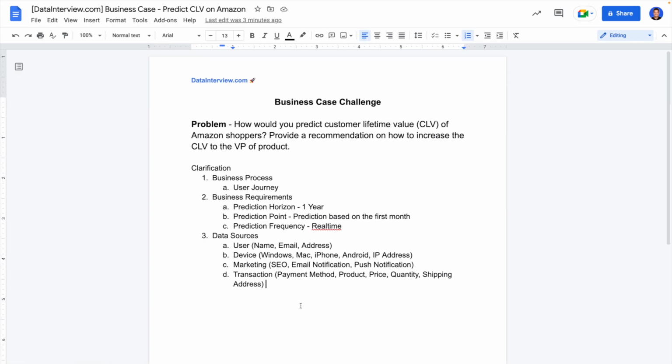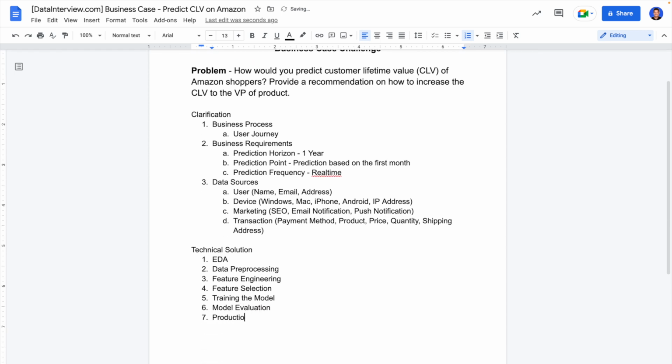Now that I have the parameters around what I need in order to solve this problem, let me talk about the technical solution here. I would say that I need to first of all walk through the overall procedure of how I build a model in an end-to-end process. The first thing I need to think about is the exploratory data analysis, followed by data pre-processing, followed by feature engineering, followed by feature selection, followed by training the model, followed by model evaluation, and then lastly, productionization.